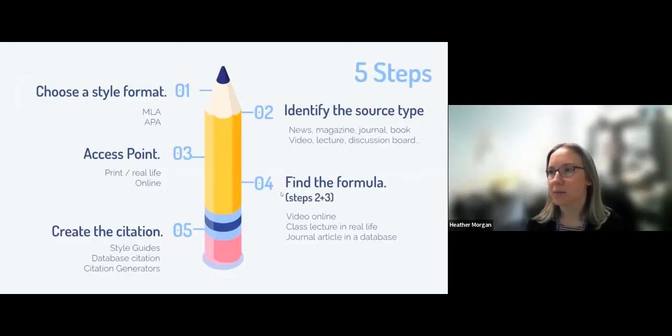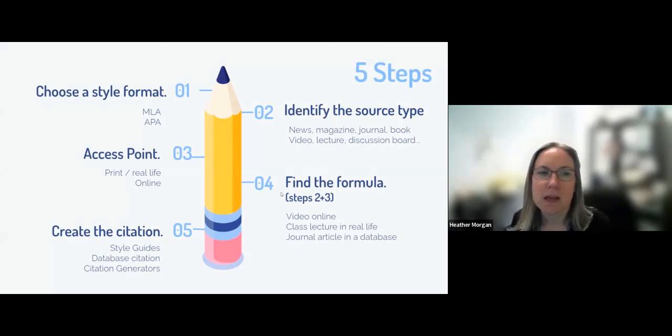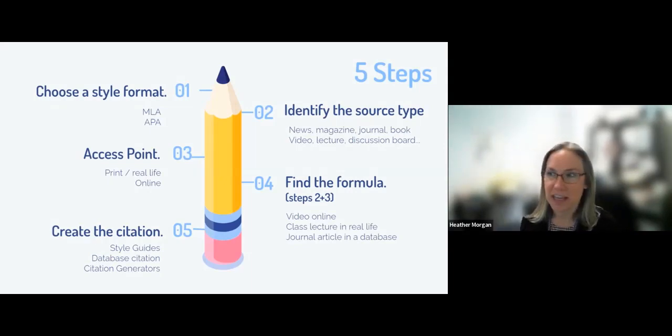So, the 5 steps to citation creation. I feel that these 5 steps tend to work with any citation format that you're using. The first step is you must choose a style format. For this presentation, I'm only going to really be talking about MLA and APA because those are the 2 most common style formats that a lot of students use at the community college.